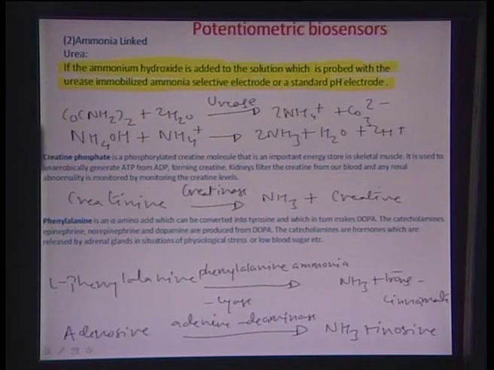Let us look at the reaction here. CONH2 whole twice hydrolyzes in the presence of water and the presence of urease enzyme to form 2 NH4 plus and CO3 2 minus, and the NH4 plus further equilibrates with the ammonium hydroxide solution here, NH4OH, to form 2 NH3, which is ammonia, plus H2O plus 2H plus.